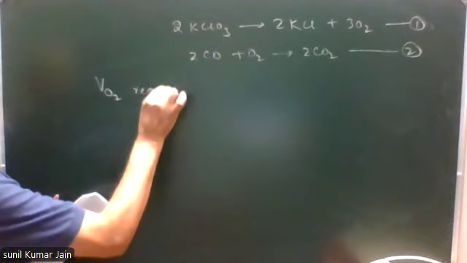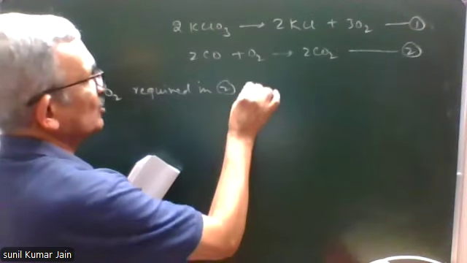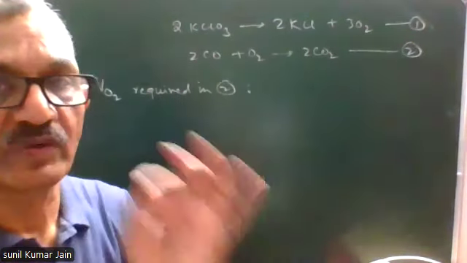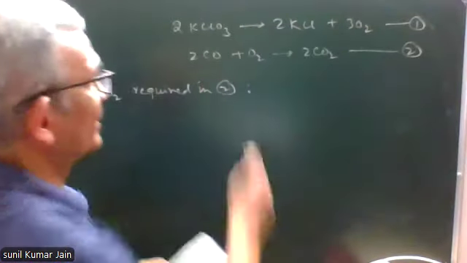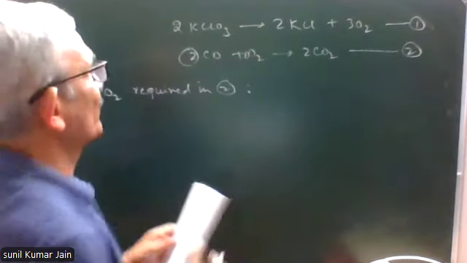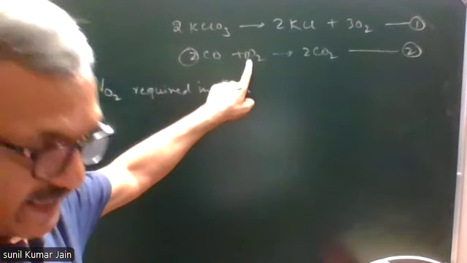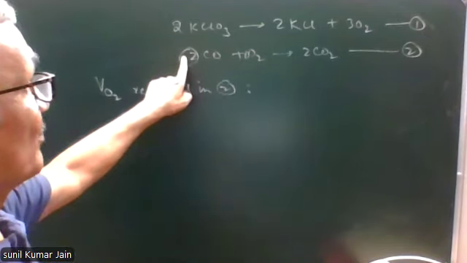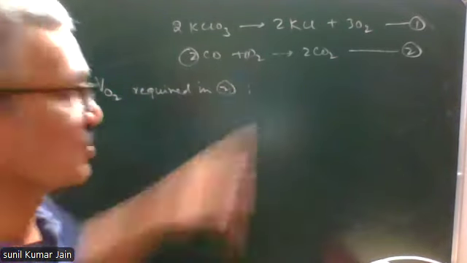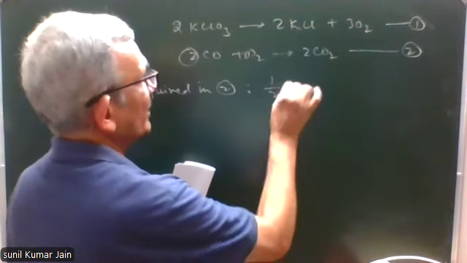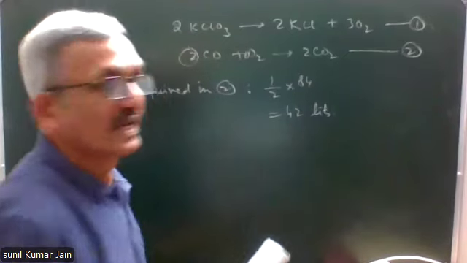Now, volume of oxygen required in reaction 2. This you can calculate on the basis of Gay-Lussac's law. Ratio of volume 1:2. For 2 liters, I need 1 liter of oxygen, and I have 84 liters of carbon monoxide. For 84, naturally, I need 42 liters of oxygen. So this will be 1/2 into 84. 42 liters of oxygen is required.